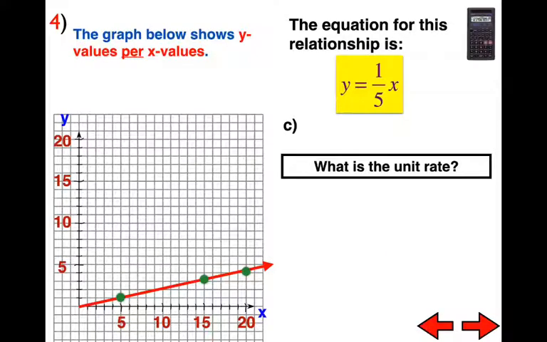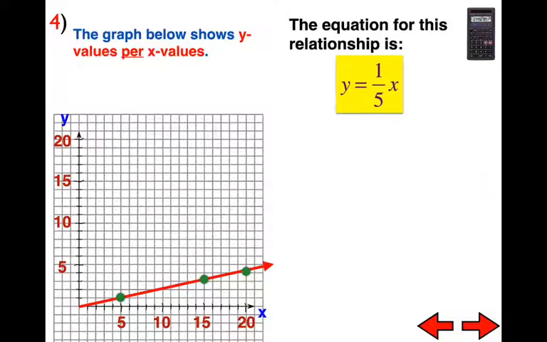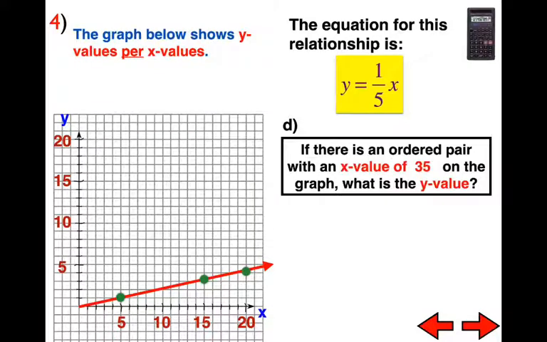What is the unit rate? Well, this one's a little bit tougher as far as the units go, but anytime there are no labels other than y and x there, remember it's always output per input, or y per x. In this case, it would just have to be 1/5 of a y per x. I know that seems silly, but that's what it would be. And once again, from the graph labels, it's always y axis per x axis.